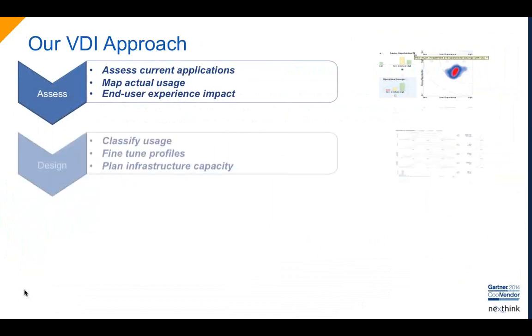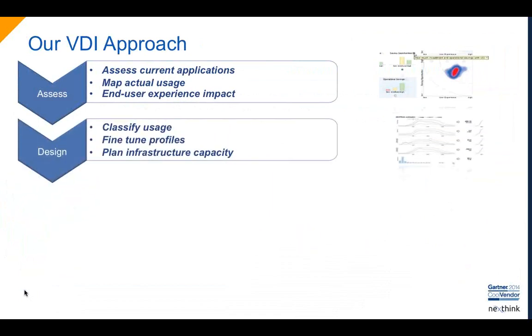Then in the design phase, we can classify this usage for each application or for each user. We can do it in different ways. Then we can decide what profiles we're going to create and how many profiles we need, and fine-tune them to say, okay, these applications are required or not required, and these resources are required for such applications or not, based on actual data.